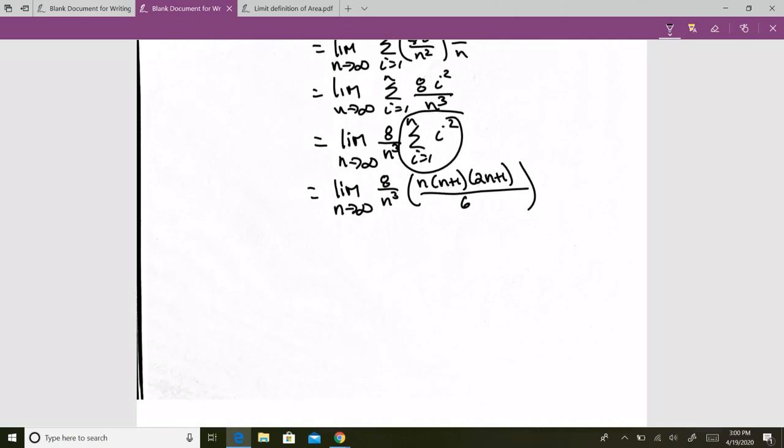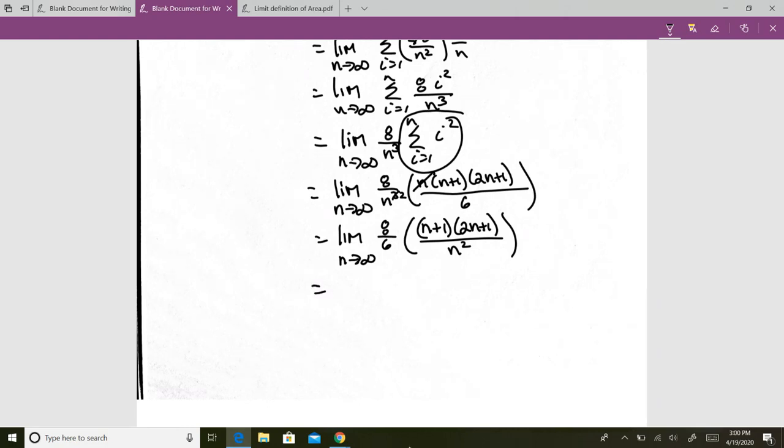Now this is just a limit question. Well, let's simplify it first. This n cubed, so we'll cancel that n. That becomes squared. I'm going to pull that 6 out. The limit as n goes to infinity of 8 over 6 times n plus 1 times 2n plus 1 over n squared.